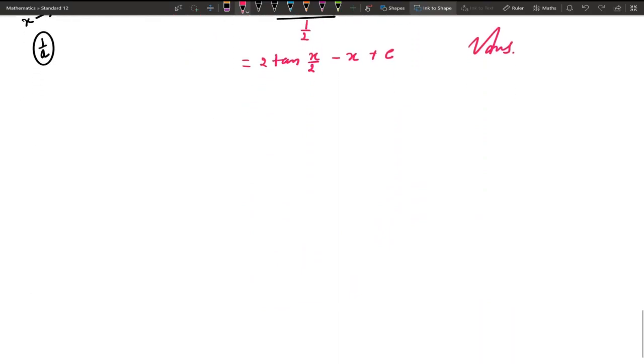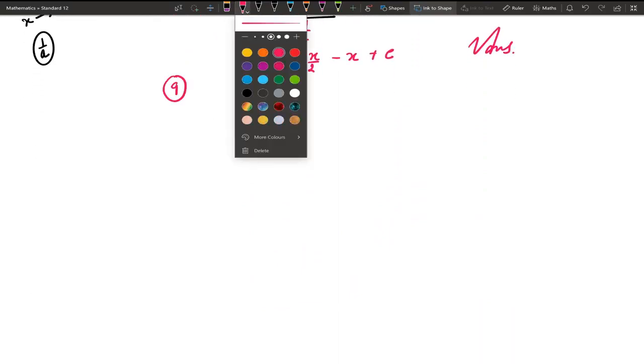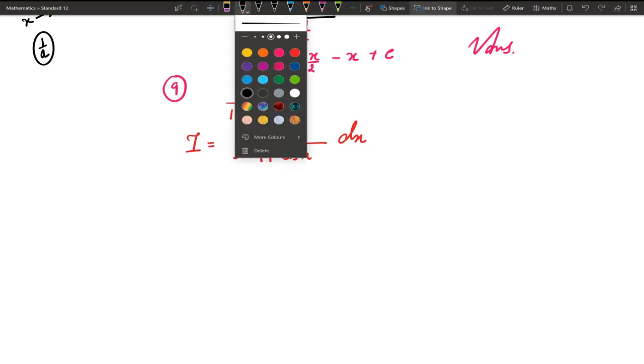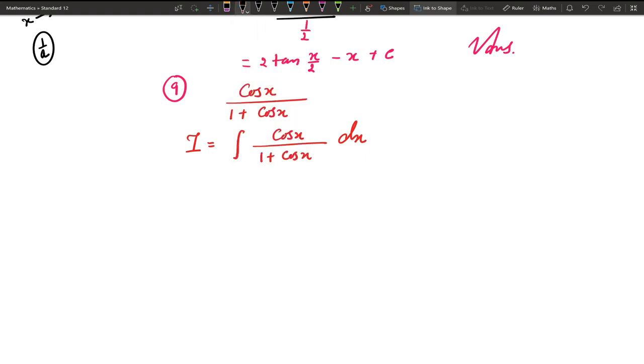Next one, integrate cos x upon 1 plus cos x. So we denote this integral by I. Integration cos x upon 1 plus cos x dx. We know we have no formula for division. We have to convert into our standard form so that one can use the basic formula of the integration. So you have to convert it into a standard form.